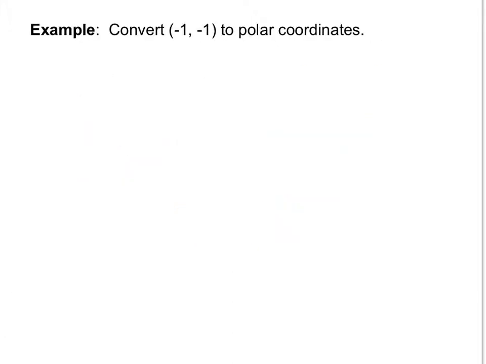Okay, now let's go the other way. Let's convert the point (-1, -1) to polar coordinates. So to do that, I'm going to need to start with this. The tangent of theta equals y over x. So that means the tangent of theta is -1 over -1, which is 1. Now I'm using this for x and this for y.